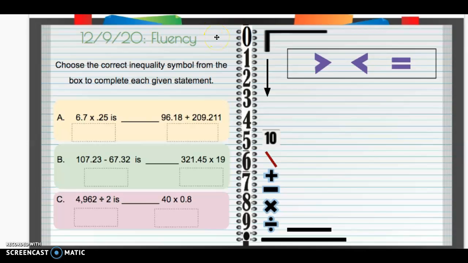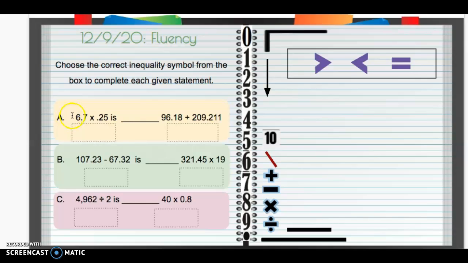All right, so this fluency is going to take you some time. So we are going to go through it and we are going to destroy it and conquer it. So we have to choose the correct inequality symbol from the box to complete each given statement. So we have to place these inequalities based off of the answers that we get for these problems.